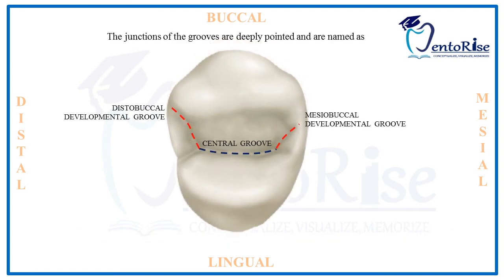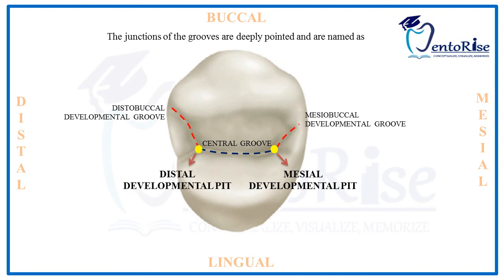After the grooves, let's discuss the junction of these grooves, that is the pits present on the occlusal surface of the permanent maxillary first premolar. Therefore, the junction of the central groove and the mesiobuccal developmental groove is marked by the mesial developmental pit, and the junction of the central groove with the distobuccal developmental groove is marked by the distal developmental pit. Please observe the figure very carefully. They are marked in yellow.